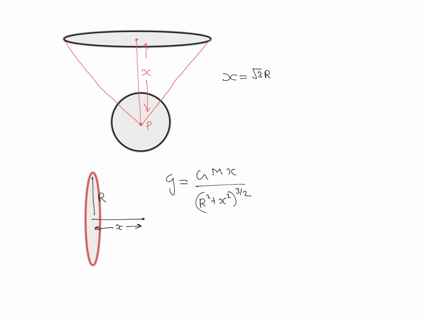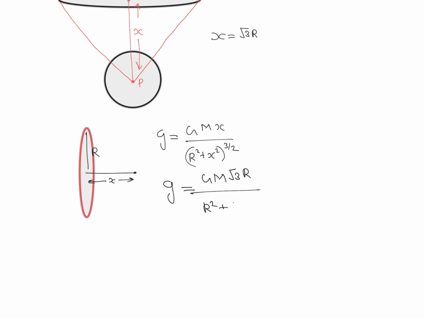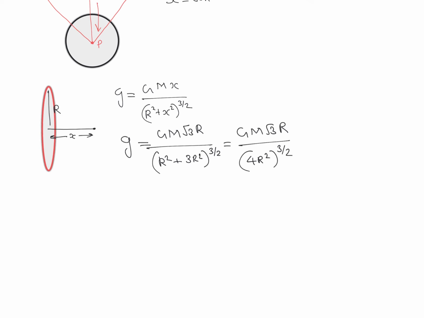So the equation for the gravitational field is this. In this equation we can just put the value of x. x is root 3 r, so we get GM into root 3 r divided by (r square plus, again x is root 3 r, the square of that is 3 r square) the whole raised to 3 by 2. This can be written as GM into root 3 r divided by, since r square plus 3 r square is 4 r square, 4 r square raised to 3 by 2.